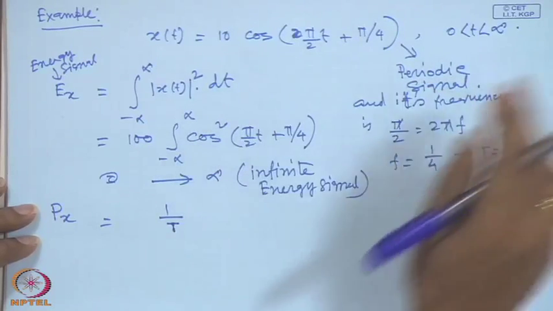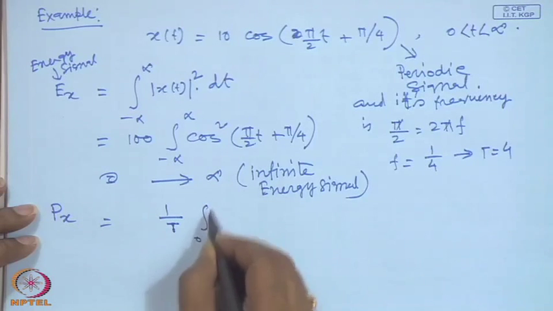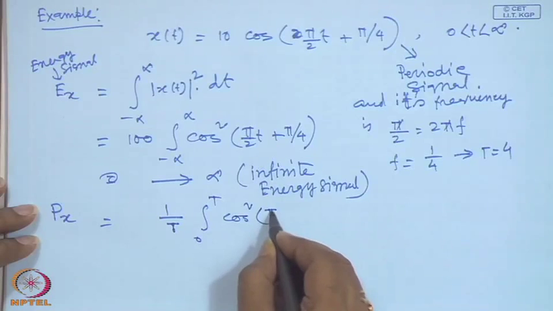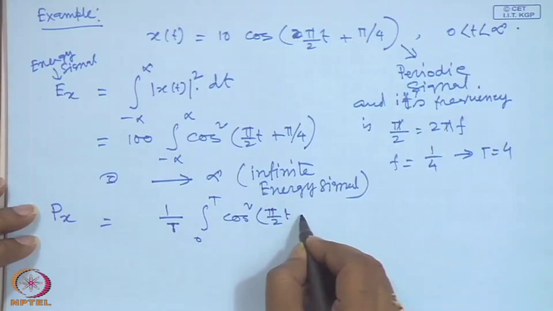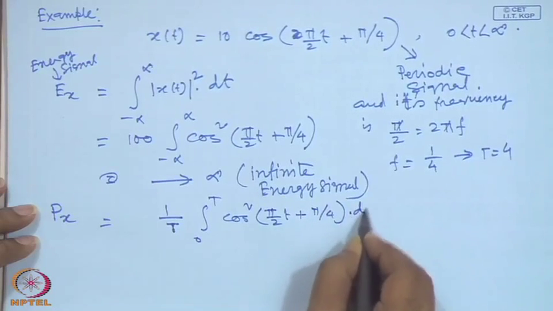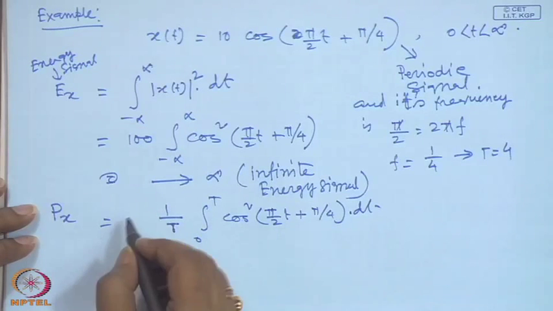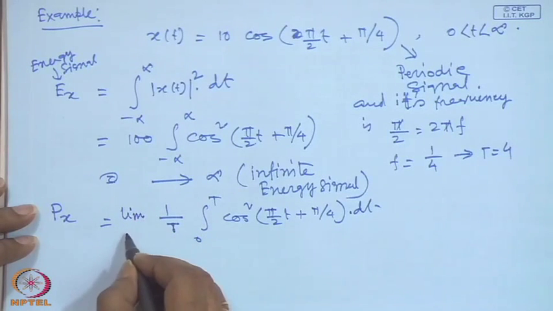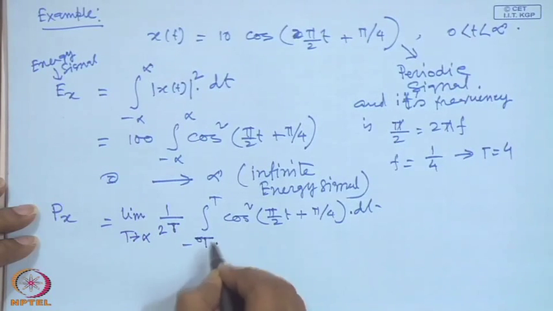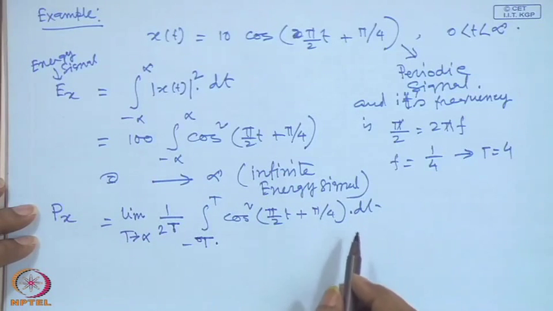So, it is a periodic nature of that one. If you just calculate this value from 0 to t, cos squared of (pi by 2 t plus pi by 4) dt. Actually, by definition it should be what? By definition, the limit as t tends to infinity of 1 by 2t, integral from minus t to plus t. But I need not go for that, since it is a periodic signal.